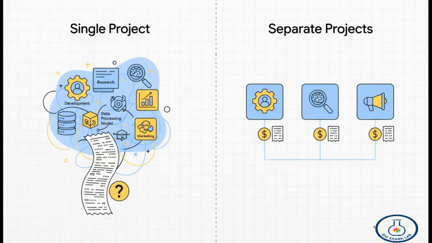And here is a little pro tip for you, and trust me, this one is a lifesaver. You could just dump everything into one big project, but please don't. Seriously. By giving different teams or different ML models their own separate projects, you make tracking costs an absolute breeze. You'll know exactly who or what is spending your money.